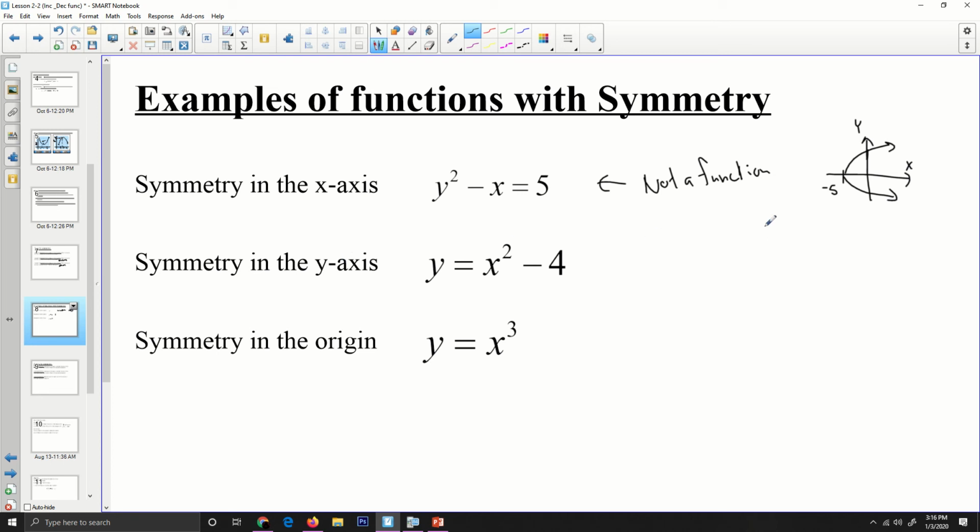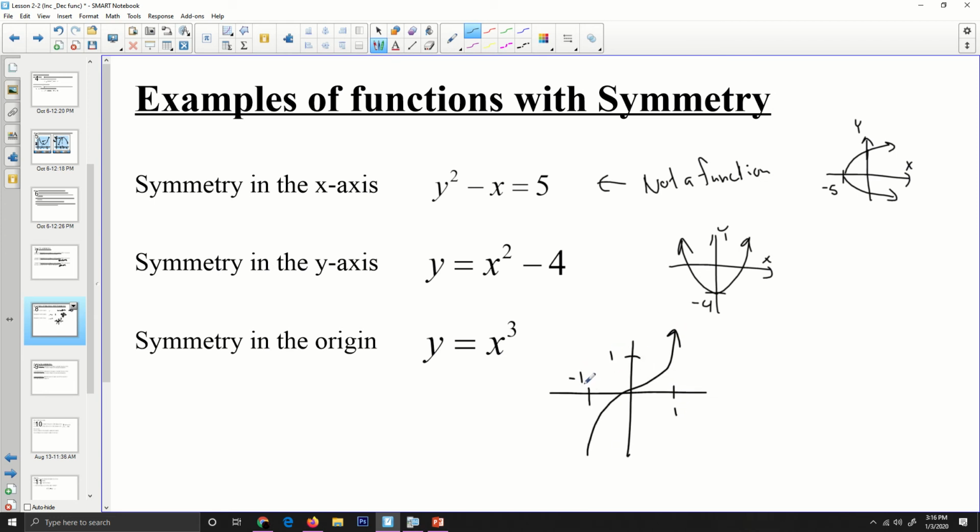Symmetry in the y-axis. This one's very easy to graph. If I go -4, it is a parabola that opens up on the x and the y. And if I were to fold along the y-axis, it would match up. And then symmetry in the origin, this would look like that. And (1, 1) also has a corresponding point, (-1, -1). So any point that has an (x, y) value also has to have the same (-x, -y) value.